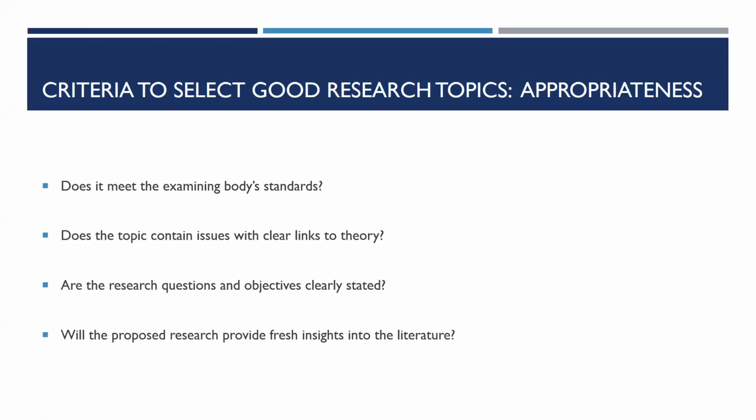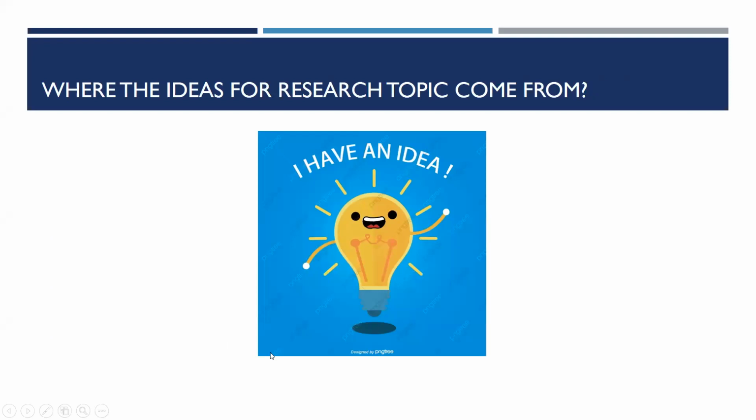So, my dear fellows, these are the two criteria that we can follow in order to grab some good research topics. One was the feasibility, the other is the appropriateness. So you can pick and choose with the help of your supervisor, with the help of your research committee in your university, with the help of the mentors that you have. You can pick and choose among the questions what you should opt for. Okay, the second part of the presentation is where the ideas for research topics come from.